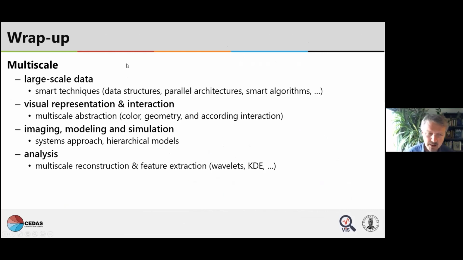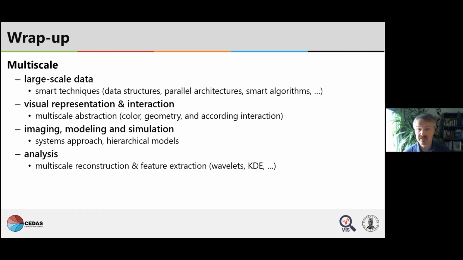So to wrap up, because time is also up very soon, I tried to give you an idea that with multiscale, we really can mean a lot of different things in biomedical visualization. We can mean large-scale data challenges where we need some super good technology, both in terms of software and hardware, to actually make it possible to look at large data scenarios.